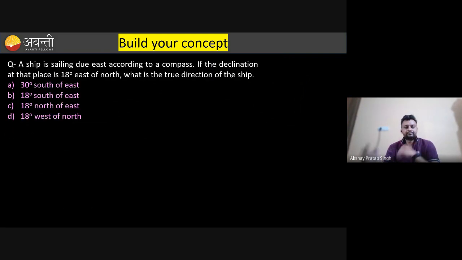Moving further. This is another question. For this question, you again have some 40 seconds.